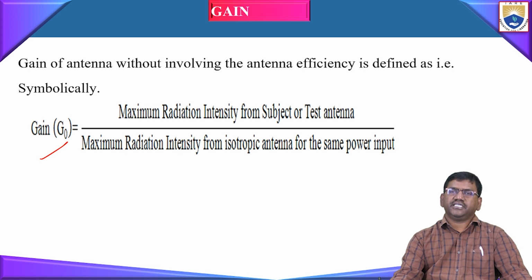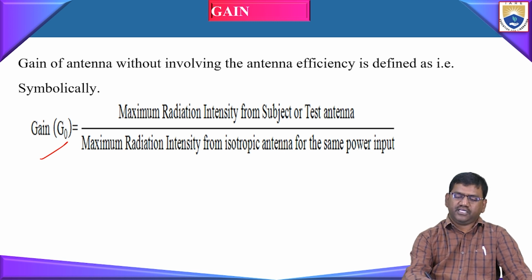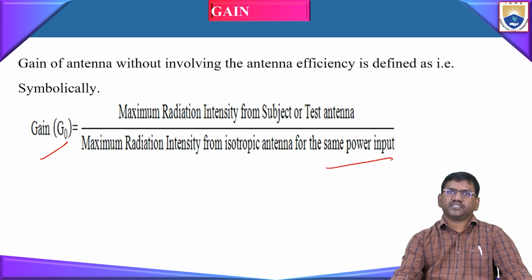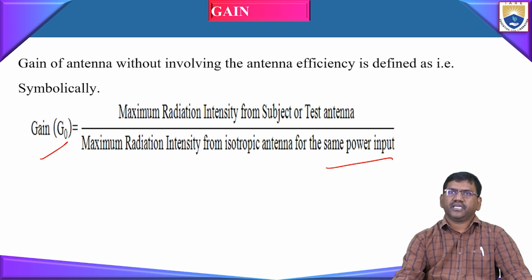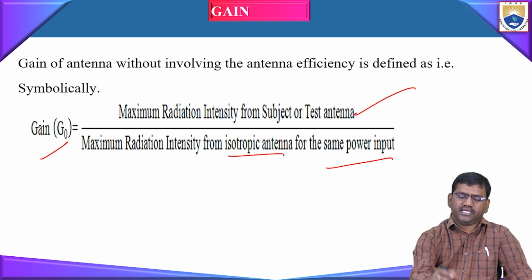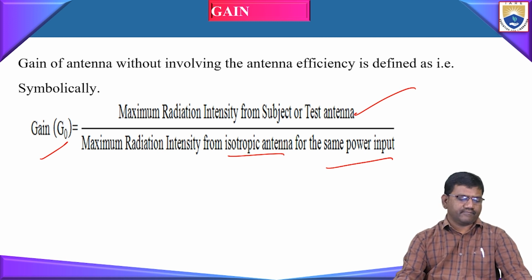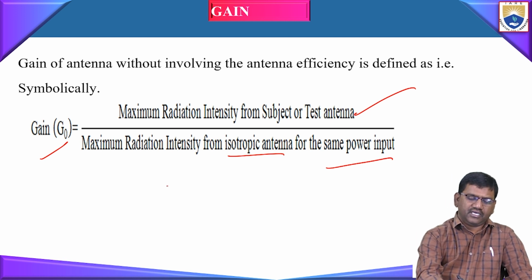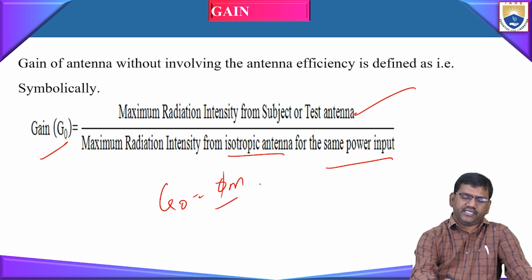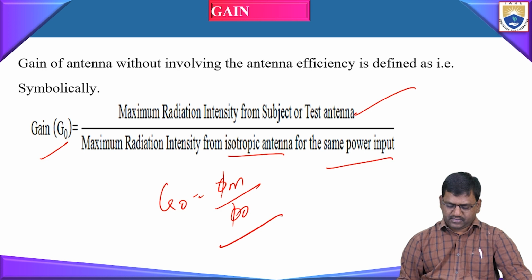It is the maximum radiation intensity from the test antenna divided by the maximum radiation intensity from the isotropic antenna for the same power input. Make a note that the input power must be the same for both antennas, whether it is the test antenna or the isotropic antenna, to determine the value of G naught. Generally, G naught is given by the maximum radiation intensity of the test antenna, Um, by U naught.